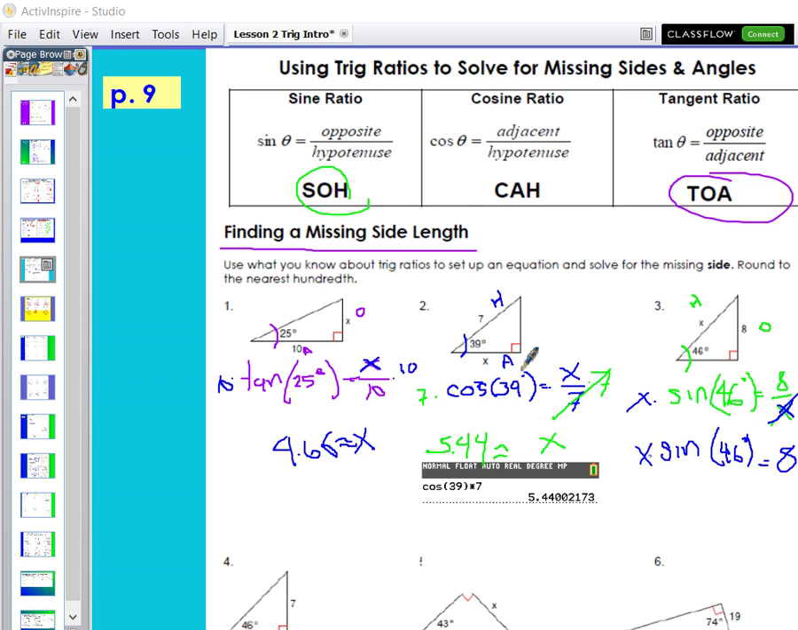So x times the sine of 46 degrees equals 8, right? We cleared out that x. Now we want to get x by itself. That is our goal. Get x alone. And right now x is attached to the sine of 46 degrees. So we're going to divide both sides by sine of 46 degrees.